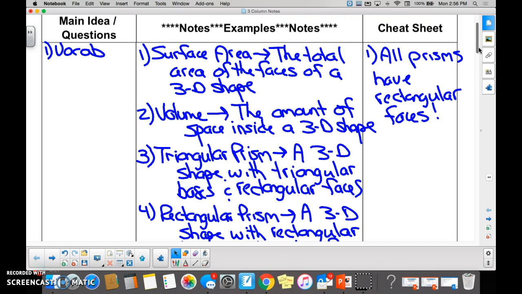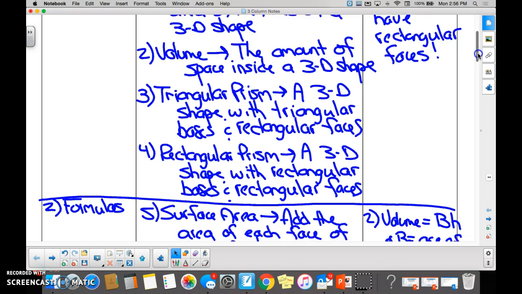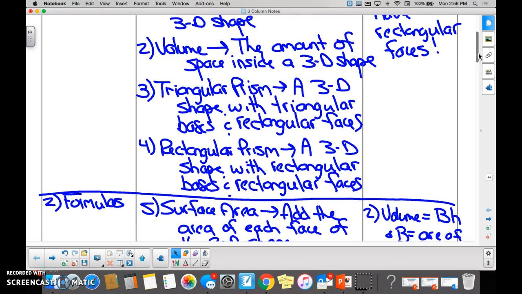Surface area. Read, go. The total area of the faces of a 3D shape. Could a base be considered a face? Yes. Faces and bases mean the same thing, but sometimes we have to differentiate between them to do our formulas. Volume is how much you can put inside of an object.